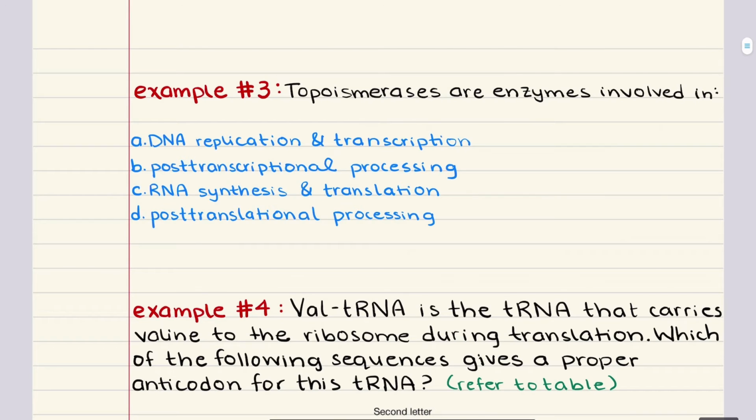Problem 3 says, topoisomerases are enzymes involved in blank. Now, topoisomerases are enzymes that deal with DNA supercoiling. So as the DNA is being unwound, like during replication or transcription, the strands can get tightly wound or tangled. So topoisomerases come in and they relieve that tension by making some temporary cuts and then resealing the DNA. So they're going to be active during both DNA replication and transcription. So that makes the correct answer here, answer choice A.